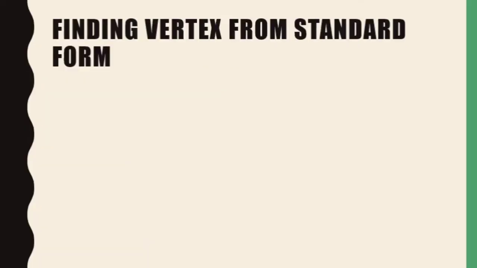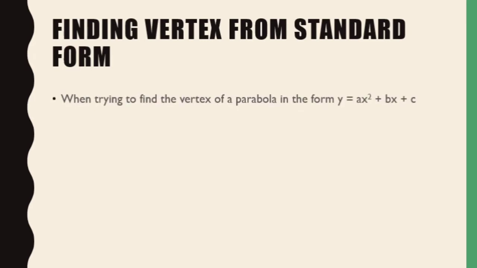Finding the vertex from standard form. When trying to find the vertex of a parabola in the form y equals ax squared plus bx plus c, we're going to use a very simple formula: x equals -b/2a, just to find the x-coordinate. When I say -b/2a, we're using the number that's in front of the regular x term, and we're using a, which is the number before the x squared.